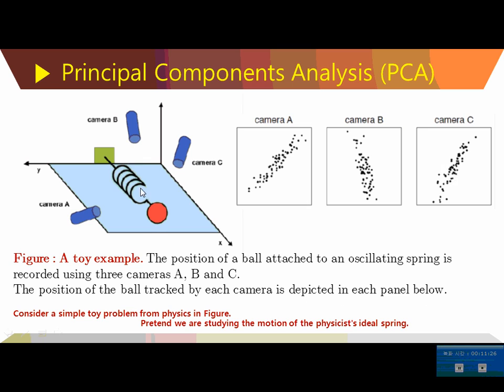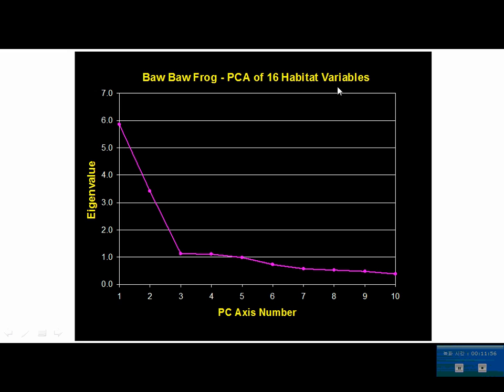So this ball moves like this. Then three cameras record the moving trace of this, like this. So with these data, we can use principal component analysis to analyze the physical behaviors with the PCAs. And this is another example.